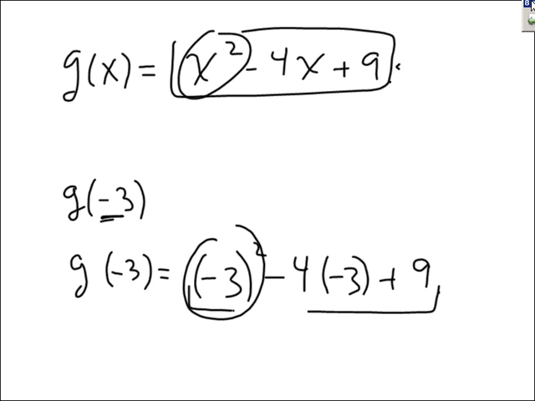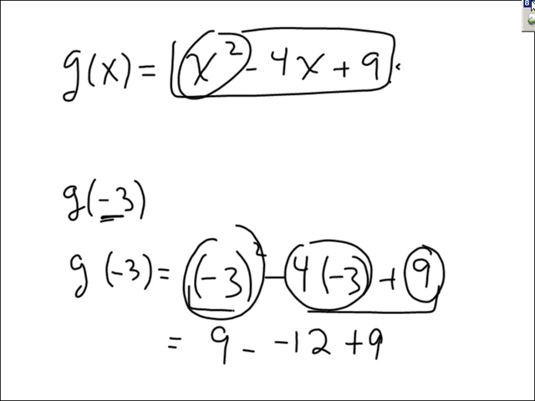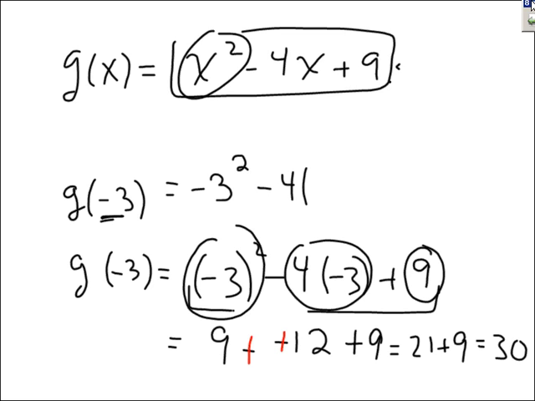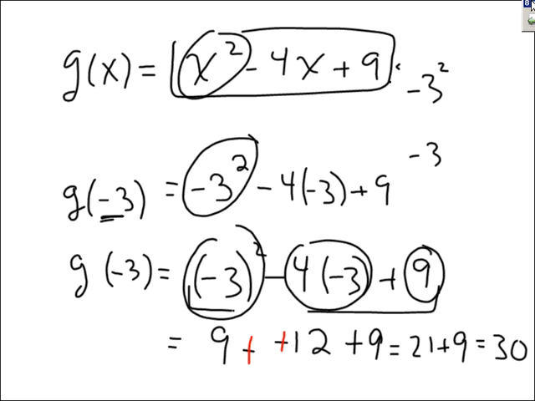Well, this number is 9. This number is negative 12 plus, and this number is 9. Well, we have a rule in math that says we can change both of those signs. 9 plus 12 is 21, plus the 9 at the very end gives us 30. A lot of students will say, oh, this is easy. Negative 3 squared minus 4. Maybe here they'll write negative 3 plus 9. But this is not correct.